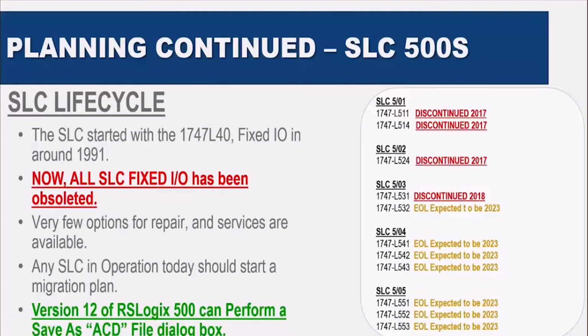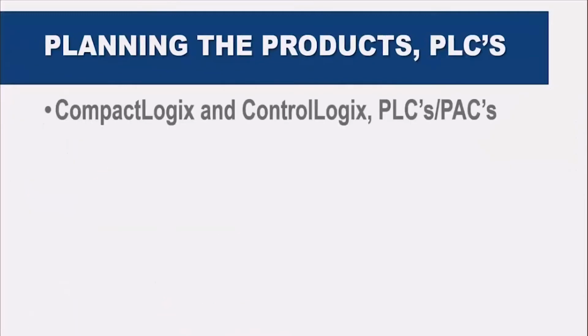Well, I did make a new video, and it should be coming out fairly soon, that shows the usage of version 12. The cool part is when you do save as ACD, it goes right through all the steps, and it has 2 options. You can reuse some of the 1746 I/O, or you can rip and replace all the I/O and use something more current. The most recommended would be a CompactLogix 5069, for instance.